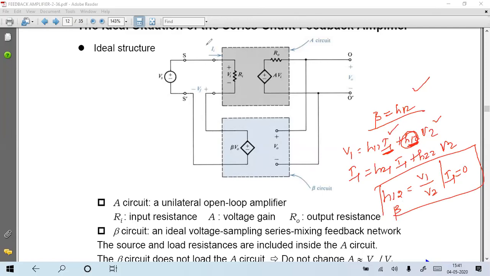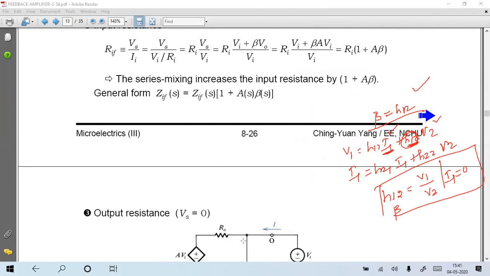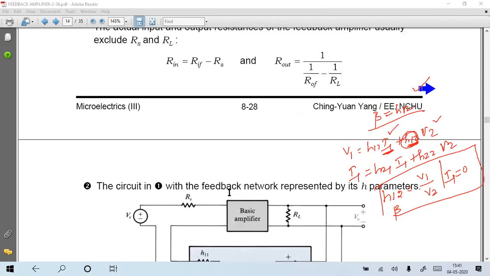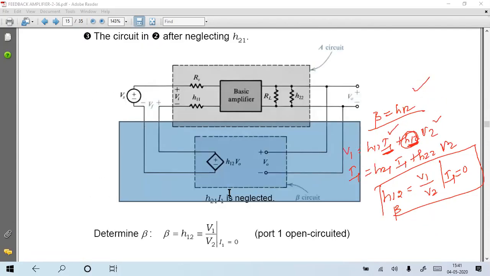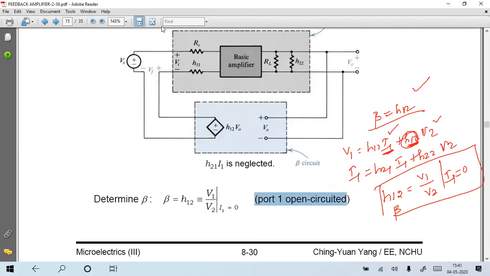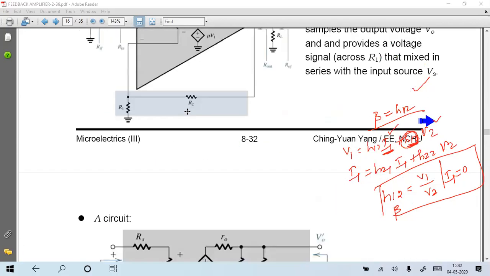This is the same way we will follow for all the feedback networks. You can see here also, for the practical case, we will follow like that only. Beta is nothing but H12, which is V1 by V2 considering I1 as 0. When I1 is 0, the input side is open circuited. Getting my point? Same way, we consider the next network.